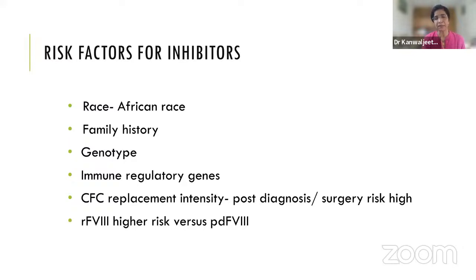Recombinant factor 8 in studies was proposed to carry a higher risk of inhibitor formation versus plasma-derived factor 8, but the newer studies don't find the risk statistically significant. So the guidelines don't recommend switching to plasma-derived factor, given the risk of transmitted infection. Still, the guidelines recommend recombinant factor 8 over plasma-derived factor 8 for hemophilia.